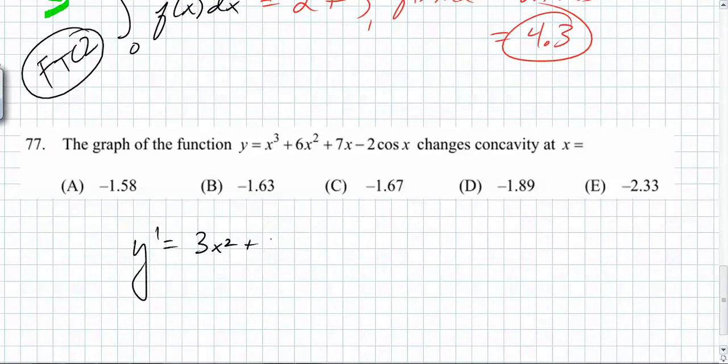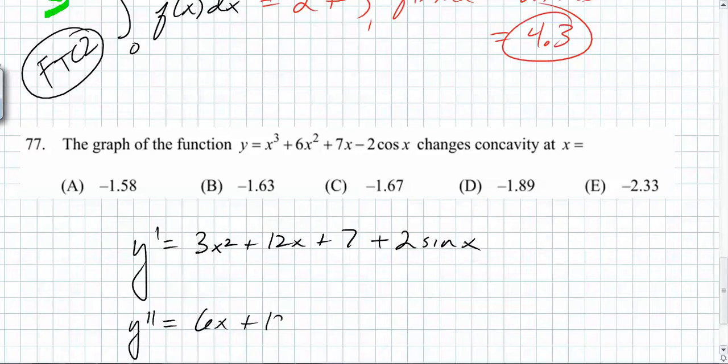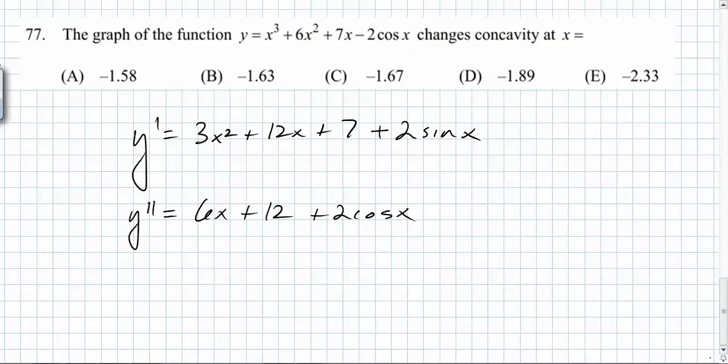So what do we end up with for y prime? 3x squared plus, or minus? Because it's double negative, right? 2 sine x like that. So what's y double prime equal to? Plus 12 to cosine x. So it changes concavity when the second derivative changes sign.